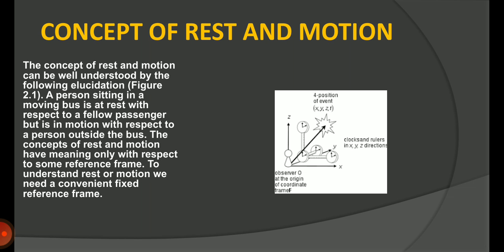Concept of rest and motion. The concept of rest and motion can be well understood by the following example. Figure 2.1. A person sitting in a moving bus is at rest with respect to the fellow passenger, but in motion with respect to a person outside the bus. The concepts of rest and motion have meaning only with respect to some reference frame. To understand rest or motion, we need a convenient fixed frame of reference.